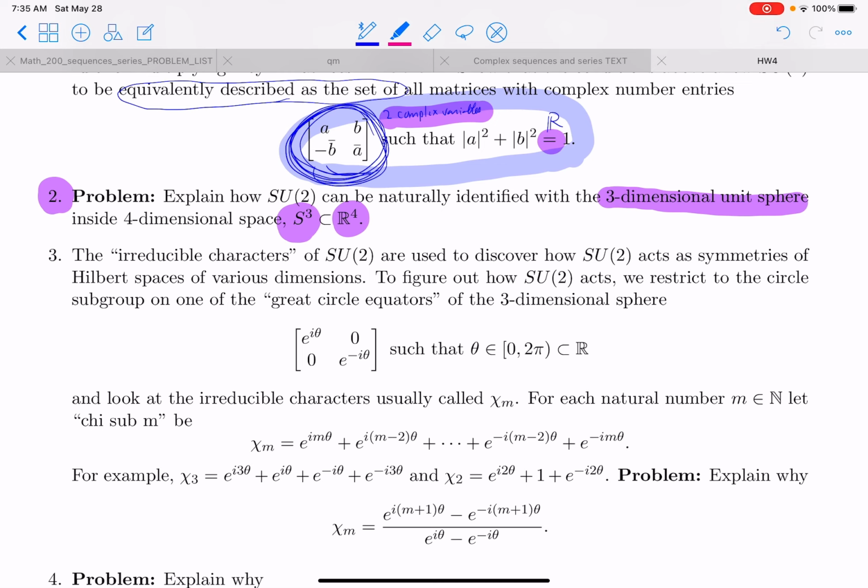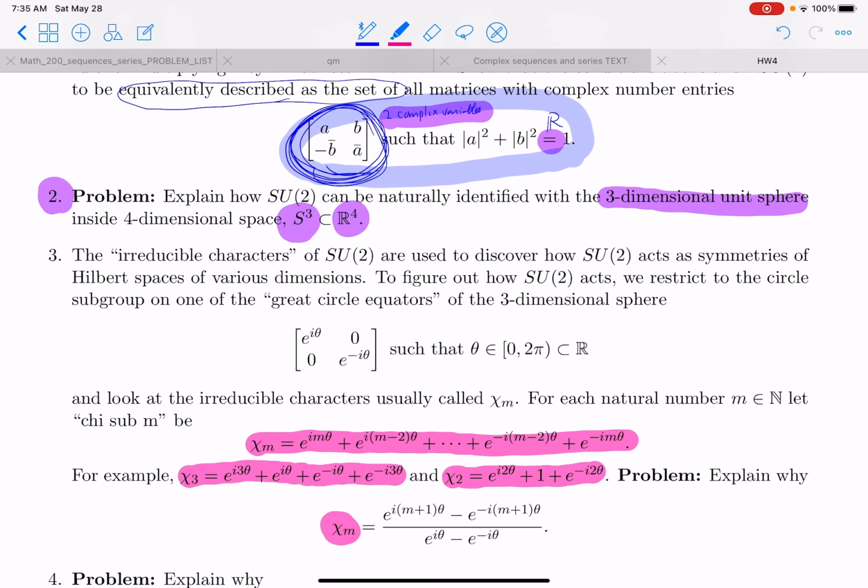Next. Okay, so this one, we make a definition right here of a certain formula that we call chi sub m. It's much easier to just make m equal to 3 and see what it looks like. Make m equals to 2, see what it looks like. And then your problem is to explain why this thing that's defined up here is also equal to this fraction.